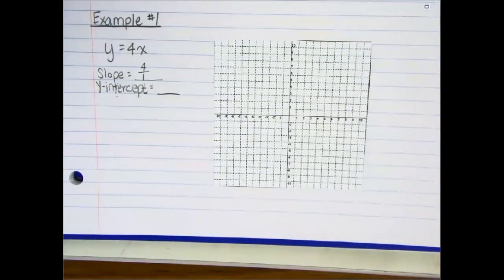Because remember, slope and rate of change is all about change in y over change in x. So I'm going to change that into a fraction. And what's my y-intercept? Kyla? Think about where y-intercept is in our equation. Clay?